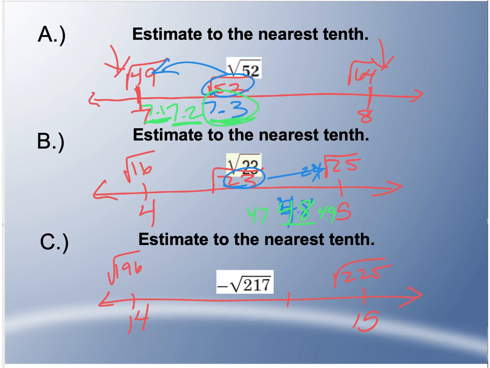217 is closer, but not super close, to 225, so I would call it 14 and, I don't know, let's do 7/10. I'm going to guess 14 and 7/10. So I'm going to take the square root of 217, and that gives me, right on the nose, 14 and 7/10. But I need to make sure I remember this negative, so my answer is actually negative 14 and 7/10. And we're making a guess.